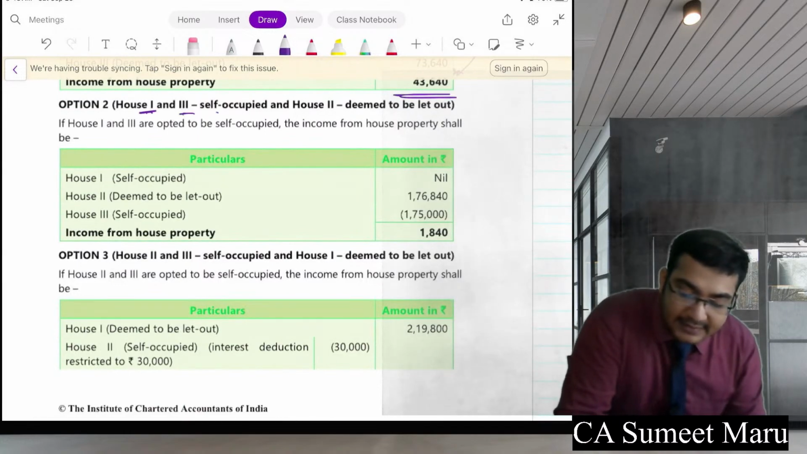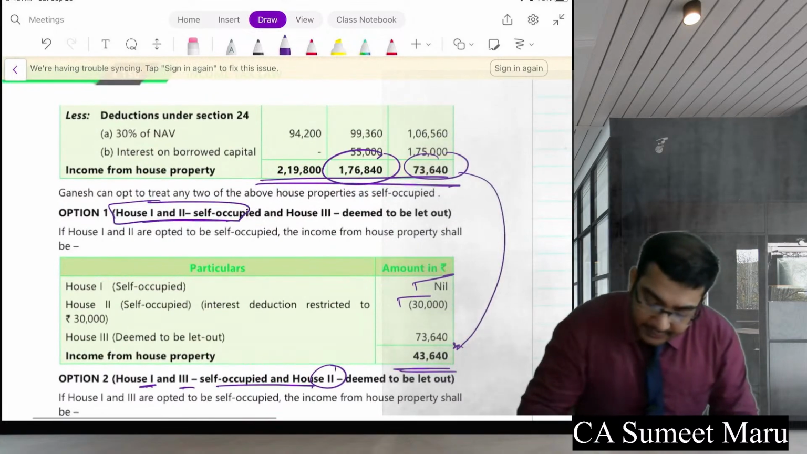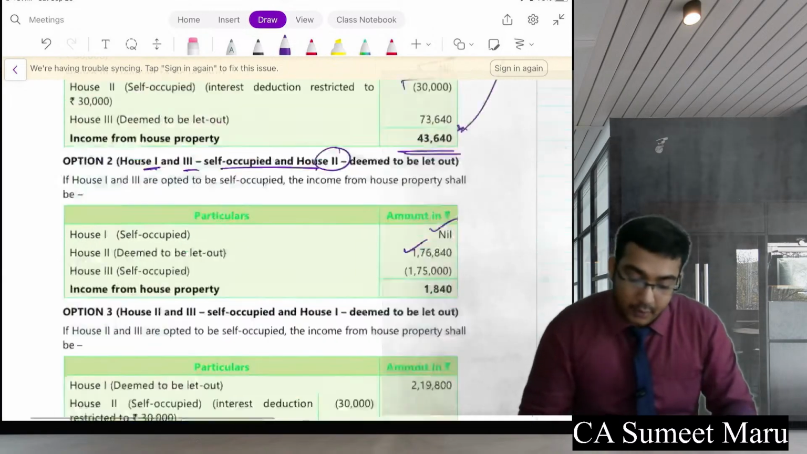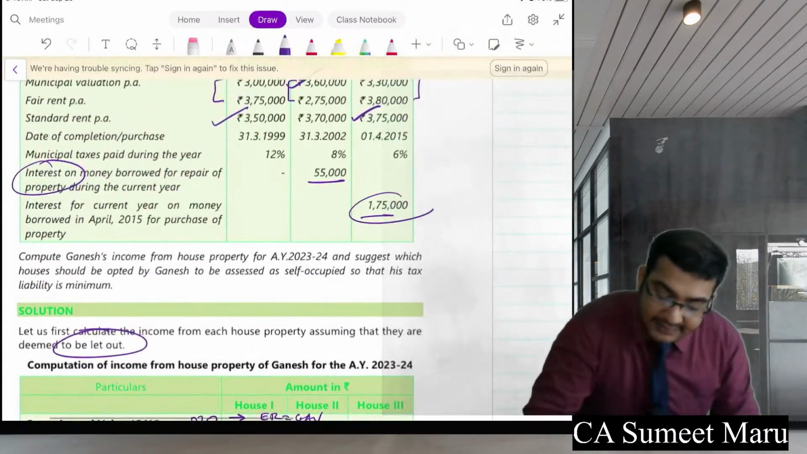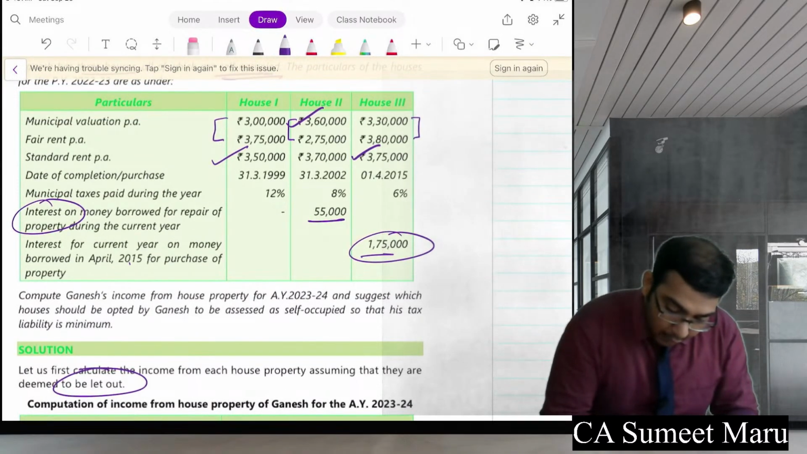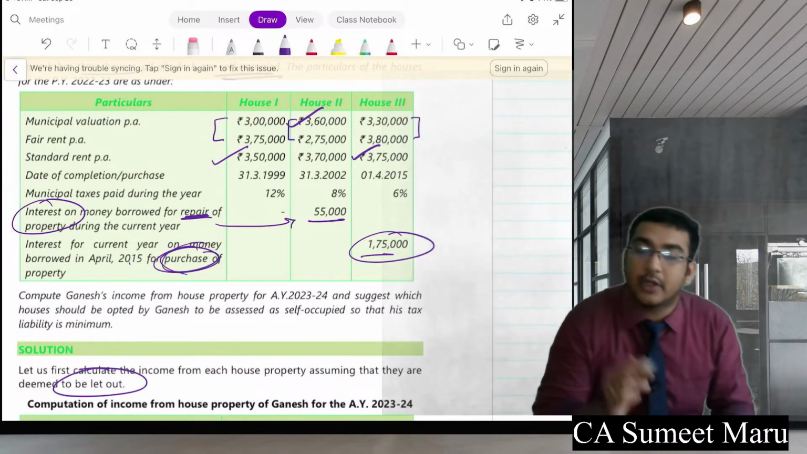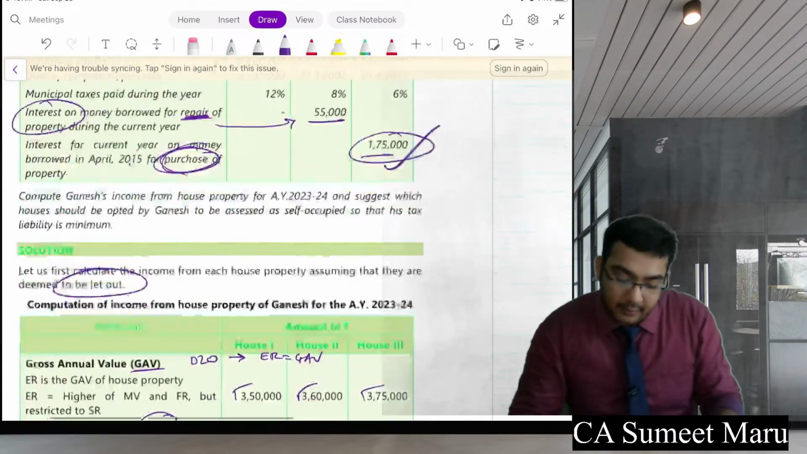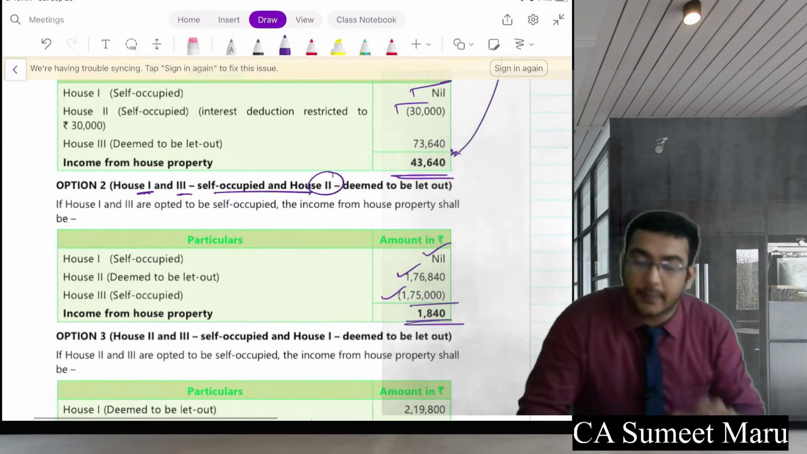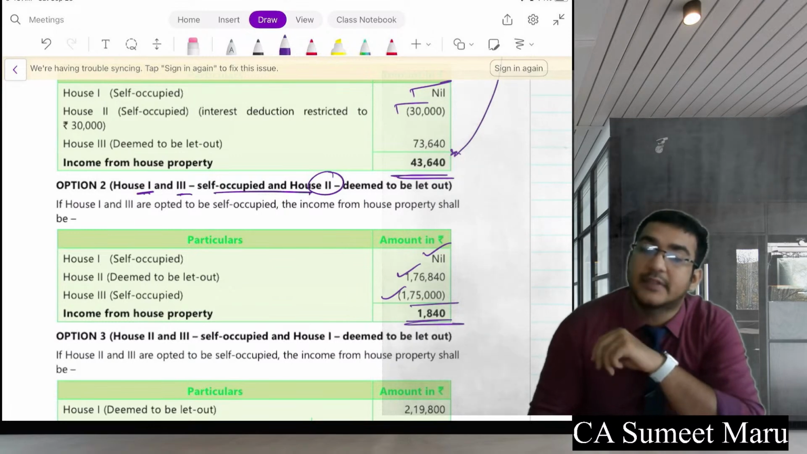Option 2, treating 1 and 3 as self-occupied and 2 as let out. So let out की तो income हम वैसे का वैसे ले लेंगे. 176. 1 का already we know nil. 3 का interest on borrowed capital is 175. It is for the, see, it is for the borrowed in the purchase of property. ये repairs का था इसलिए limit थी 30,000. ये purchase है तो limit is 2 lakh. It is well within the limit. So the income would be minus 175. So your income from house property from option 2, which treats 1 and 3 as self-occupied, comes to 1840.